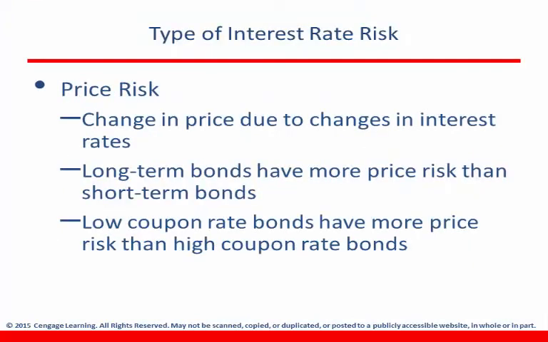So once again, there's a few things I want to point out about price risk. One, it's a change in price due to changes in interest rates. Two, long-term bonds have more price risk than short-term bonds. And three, low coupon rate bonds have more price risk than high coupon bonds. Now, we didn't mathematically talk about that in the last slide, but it is true, and you can obviously play around with your calculator and figure this out.